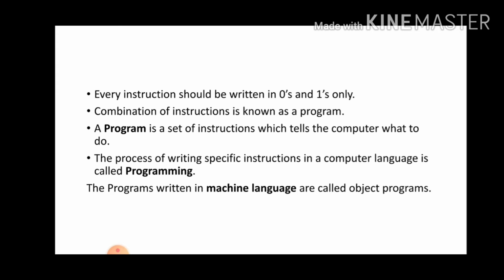So make sure that you are clear with the concept of machine language, what is a program and what is an instruction. A machine language is a language that understands only zeros and ones, and a combination of zeros and ones is known as an instruction, and those instructions can be written in a program, and that program is a set of instructions. Make sure that you remember this concept.